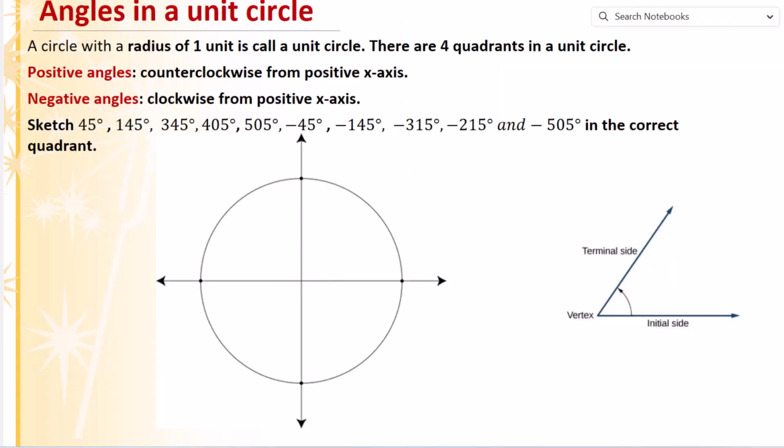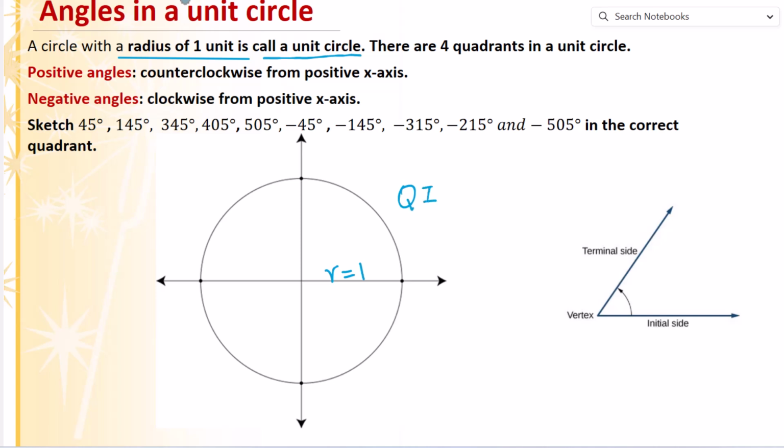This video is about angles in a unit circle. A circle with a radius of 1 unit is called a unit circle. This is a unit circle, which means the radius equals 1. There are 4 quadrants in a unit circle.